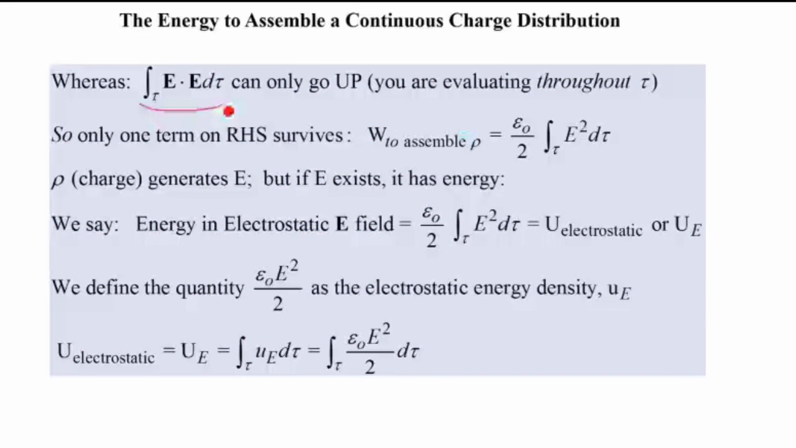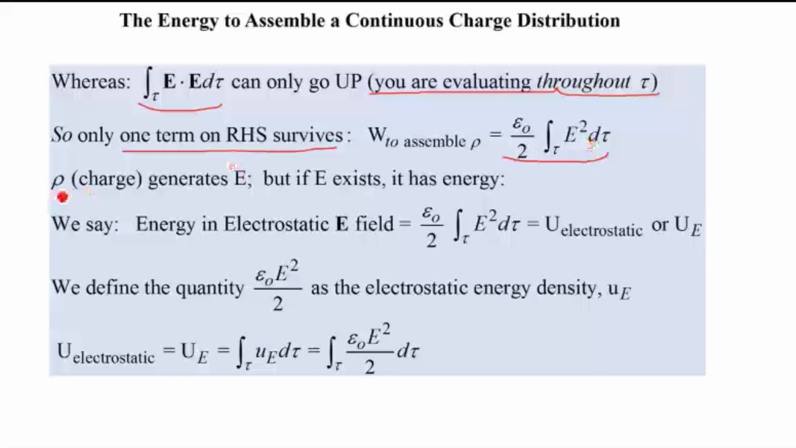What about this one? Remember that this here is evaluated all through the volume. So if you had, for example, a region of very intense E and then it falls with r, you still get a value for this integral no matter how big tau is. And the reason is you are evaluating this argument E dot E throughout the volume tau. This is the only term that survives. It's not 0. The work to assemble this charge is equal to this quantity right here. So it depends on the E field that results when you're finished and the volume integral of that E field.